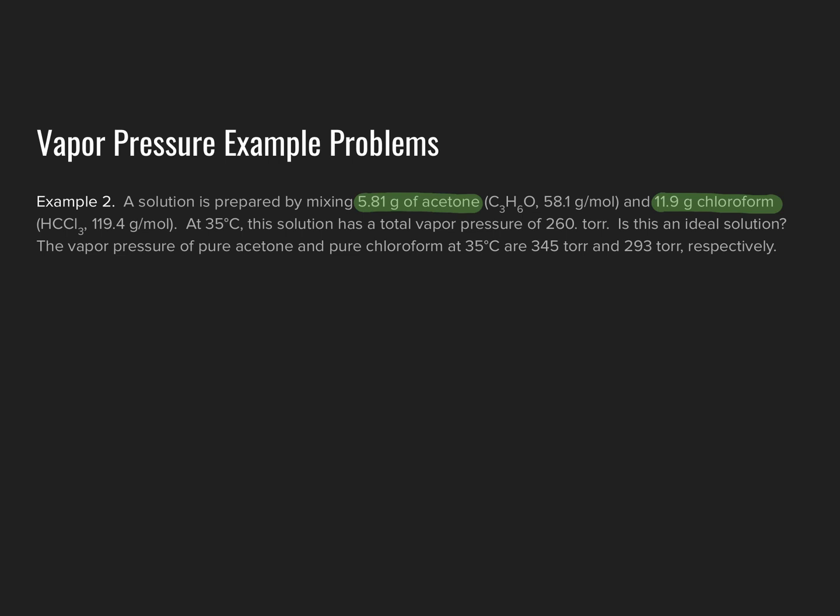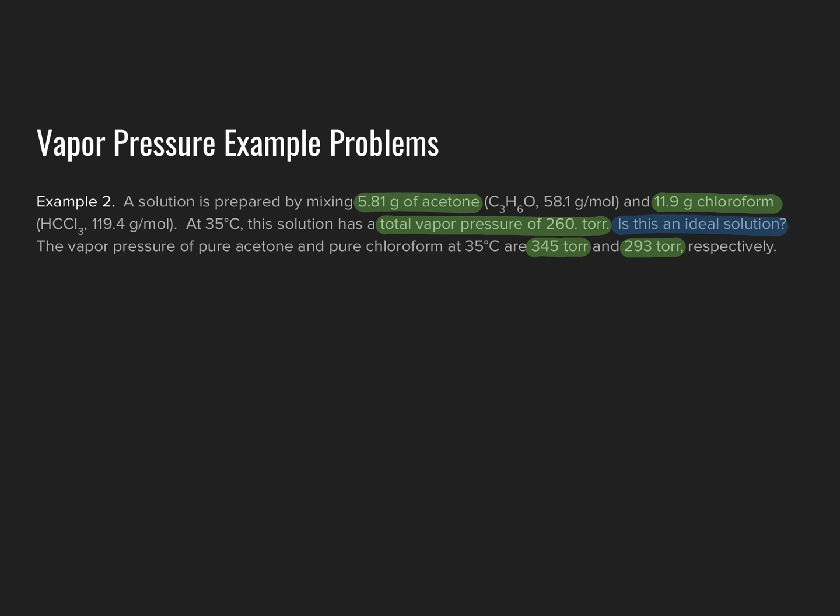And we've got some given information here. At 35 degrees Celsius, the solution has a total vapor pressure of 260 torr. And we're going to be asked here, is this an ideal solution, given that the vapor pressure of pure acetone and pure chloroform at 35 degrees Celsius are, respectively, 345 torr for acetone and 293 torr for the chloroform.